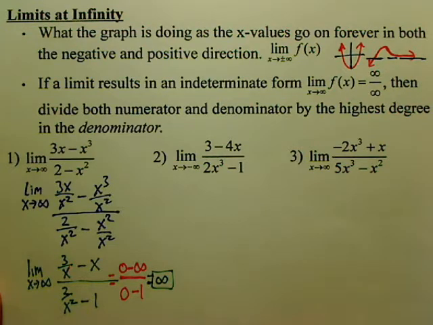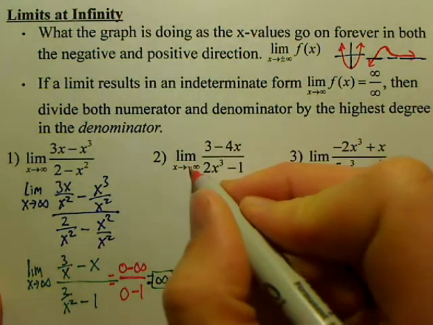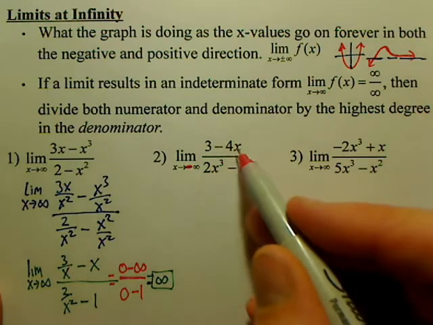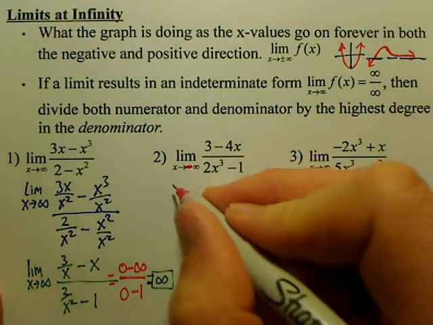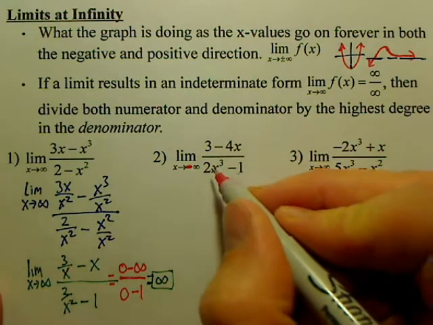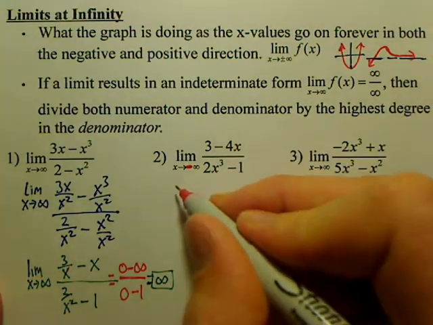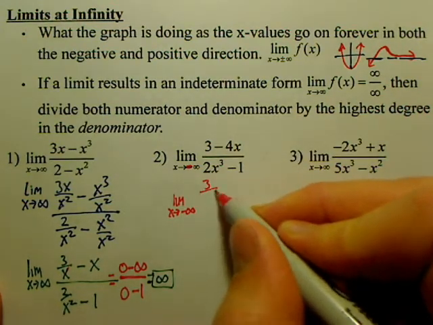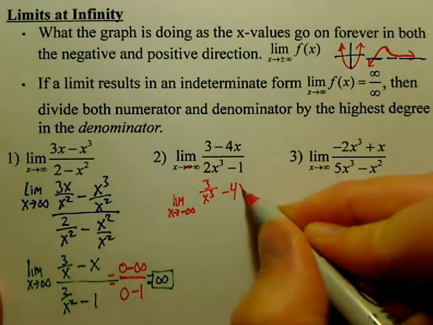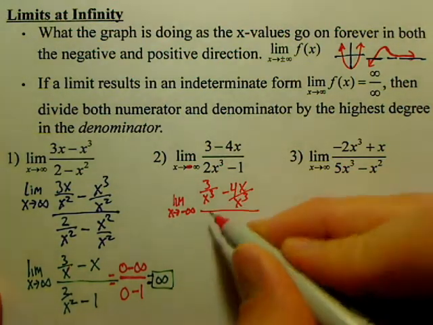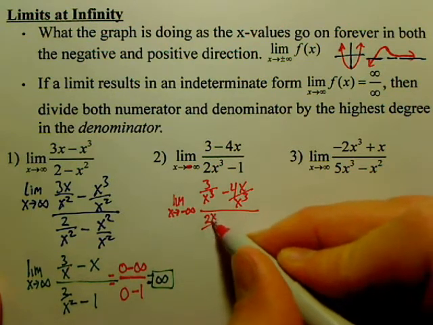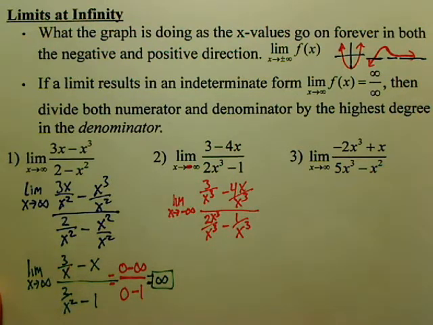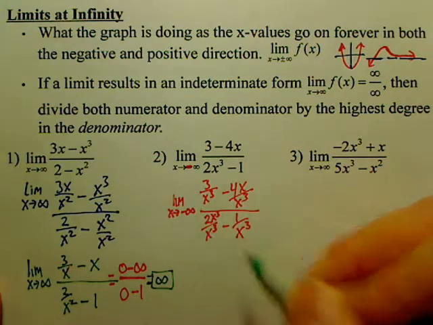Alright, so let's do another one. The limit as x approaches negative infinity. Be careful, there's a little negative there, might be hard to see. So when we plug in infinity, you get indeterminate, infinity over infinity. So we're going to divide top and bottom by the highest degree in the denominator. In the denominator, the highest degree is x to the third. So we're going to take the limit as x approaches negative infinity of 3 over x to the third minus 4x over x to the third, over 2x to the third divided by x to the third minus 1 over x to the third. So what did we do? Took the highest degree in the denominator, divided each piece by it.